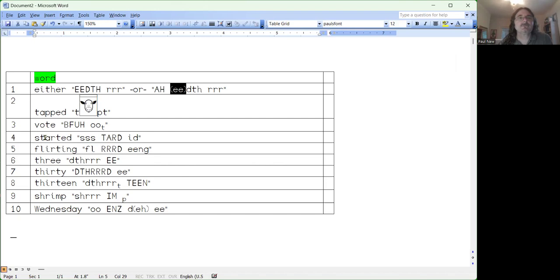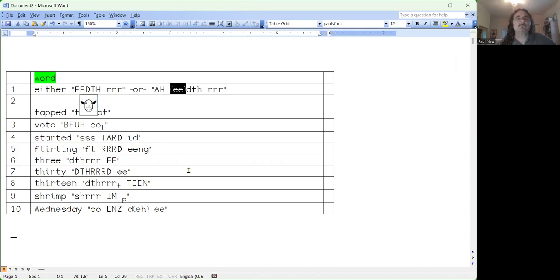Okay, so number four, some of my students have trouble making the ST sound at the beginning. So you can treat the S as a vowel. If you have trouble, you can say starred, id, started, started, started.